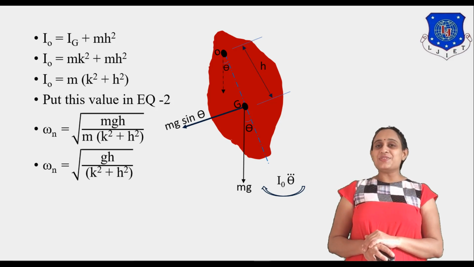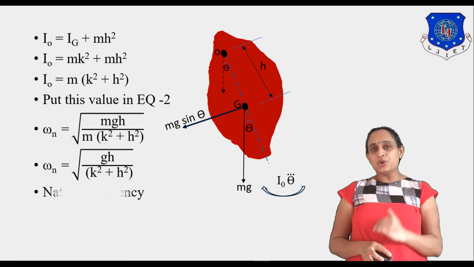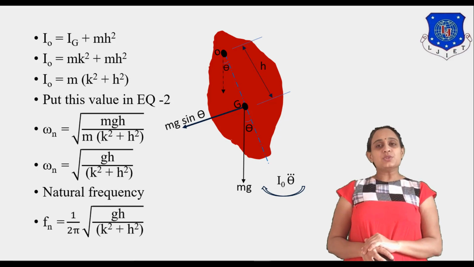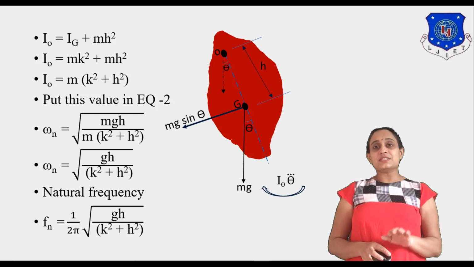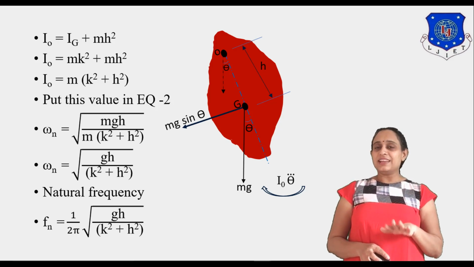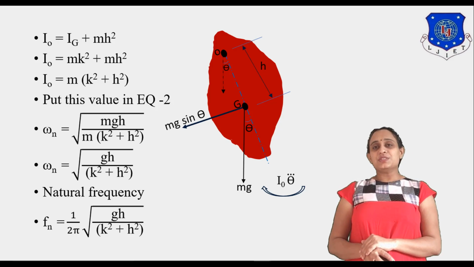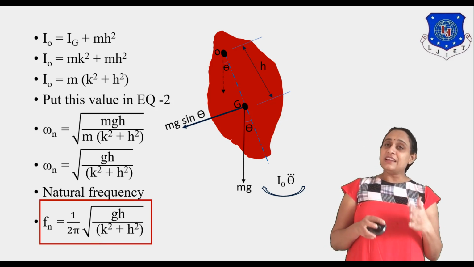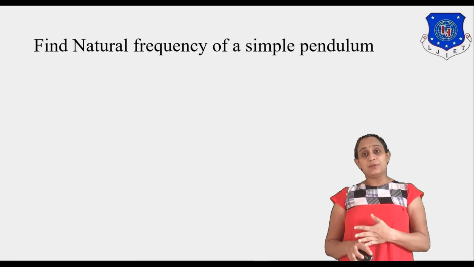So what is our natural frequency equation? It is 1 upon 2 pi under root of gh upon (k square plus h square). So this is the natural frequency of the system. Clear? So this is our numerical. Now let us find the natural frequency of a simple pendulum.